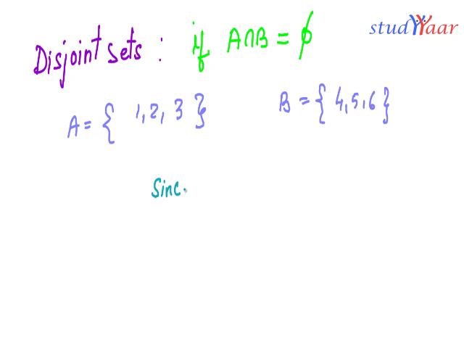Since A intersection B is an empty set, therefore A and B are disjoint.